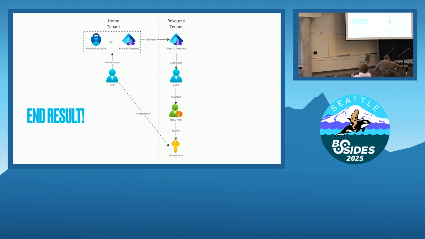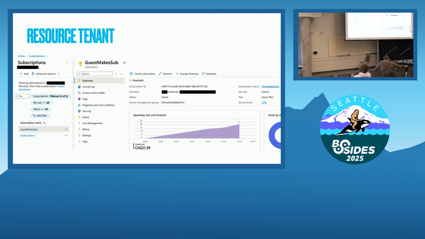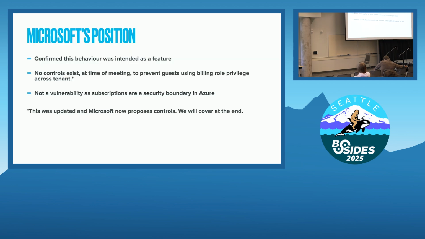So we did the natural thing, which is to go talk to Microsoft and find out what they thought of this. They confirmed that this is intended behavior. It's meant as a feature. At the time that we met with them, they said there were no controls to prevent this as the resource directory. They said it's not a vulnerability because subscriptions are a security boundary in Azure. They have since recently updated their documentation and proposed some controls, and we will cover those at the end.